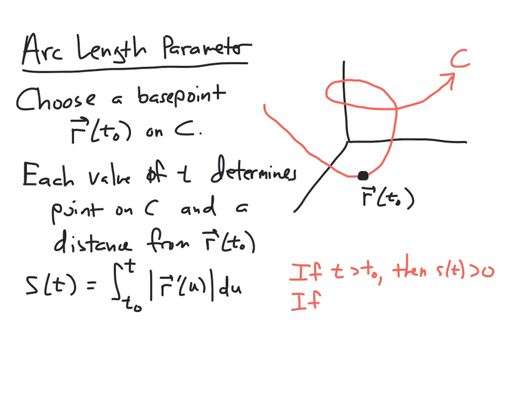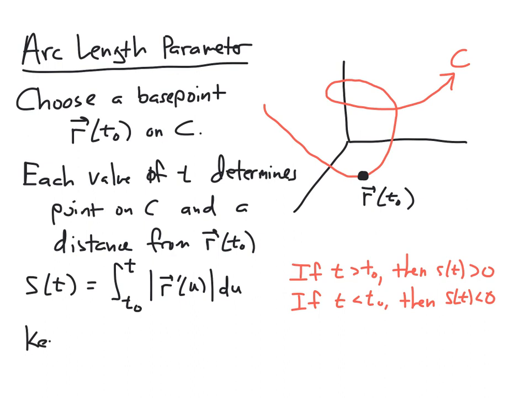However, if t is less than t naught, then even though we're integrating something positive, we're going to basically be integrating backwards, and we know that backwards integration will result in a negative value. So even though s of t is giving us a distance, if we choose the points in the wrong order, if we choose a value of t behind r of t naught, this is going to give us a negative value. So it's really not the case that it's computing the distance. It's really computing a signed distance. It's telling you the distance from the base point, but also the direction from the base point. Is the point this number of units in the positive direction or the negative direction of our base point?